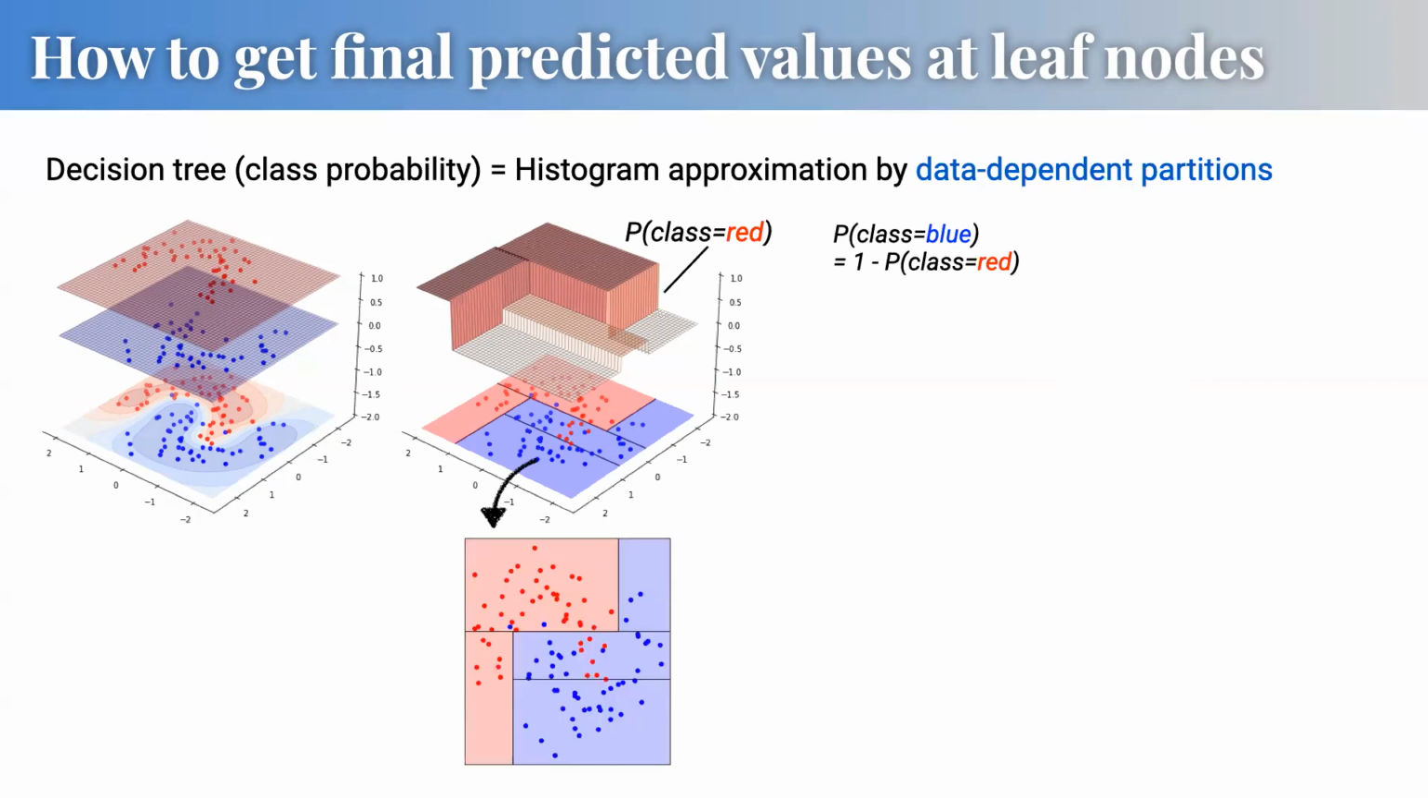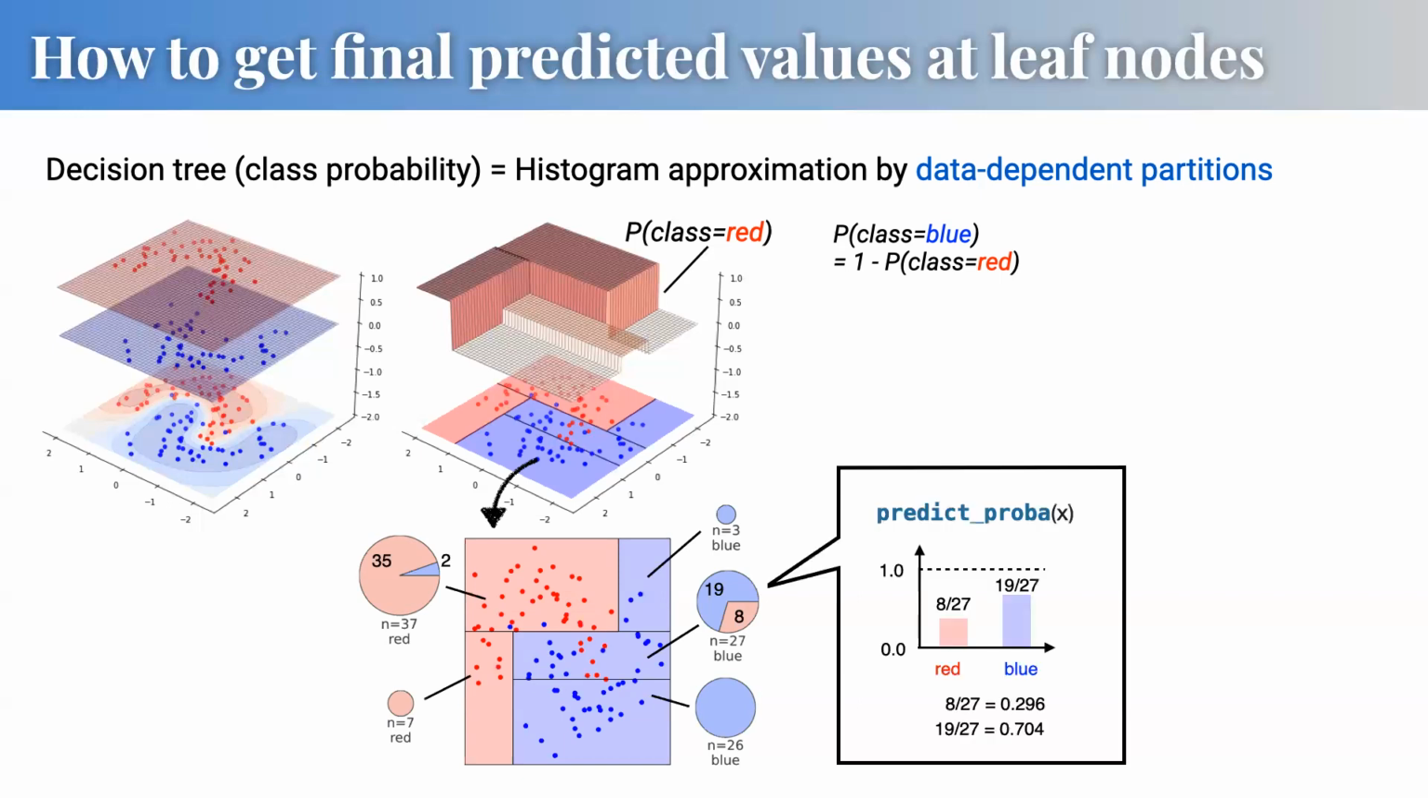And if we pick this partition here, then we can assign class probability according to the proportion of each class in that region. For example, if we focus here, the ratio of blue and red is 19 and 8. So we're just counting the frequency of each class in that region, and then return it as the class probability.